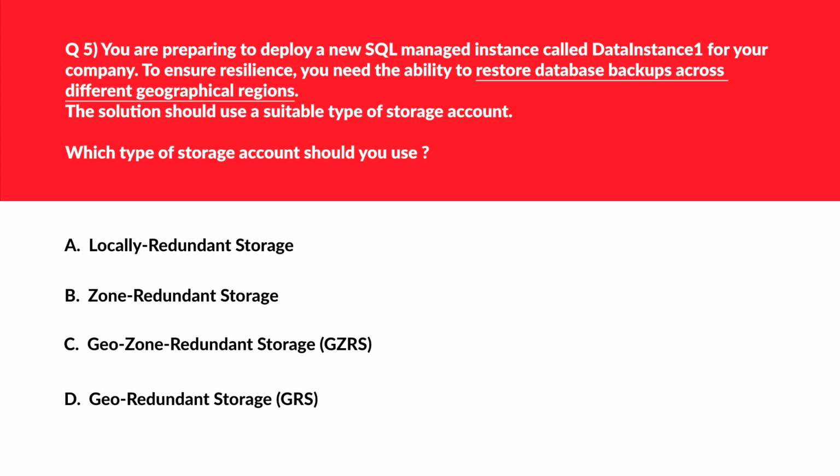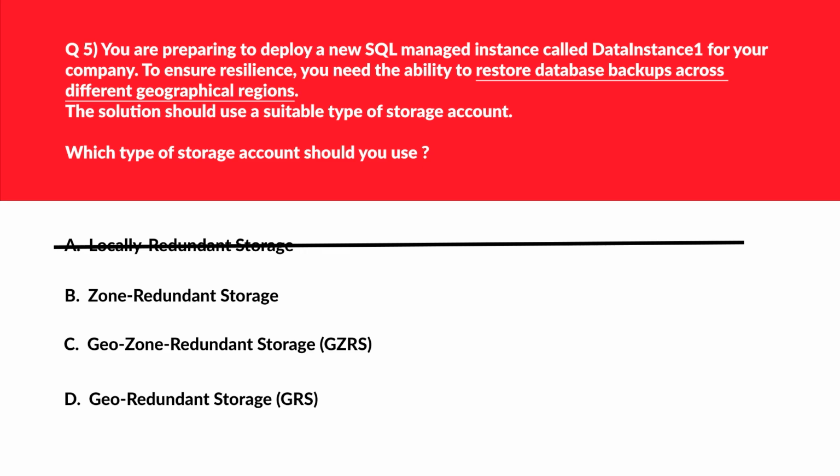All right, this is interesting because we need to restore database backups across different geographical regions. As a DBA, disaster recovery is something we should be familiar with. Let's look at option A. A says locally redundant storage. Locally redundant storage, also known as LRS, replicates data within a single region. As the name suggests, locally, right? So it will replicate data within just a single region, not across geographical regions, which is what we require.